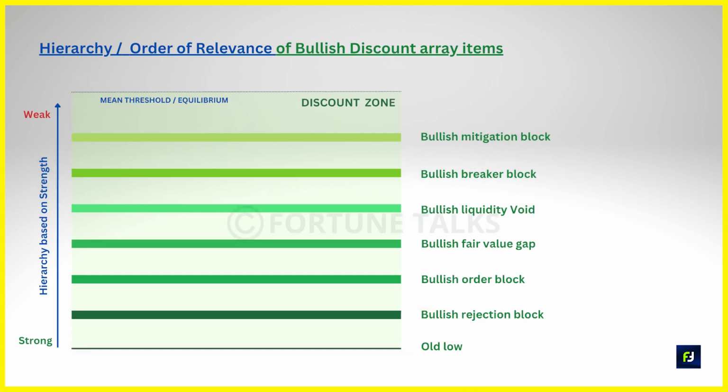Now, even though the relevance of these array items is in this particular order, we should start looking for these reference points in the opposite order. That is, we need to start searching for a bullish mitigation block first, followed by a bullish breaker block, and so on. There is a simple explanation as to why the relevance is in this order, but when looking for opportunities, we should go in the opposite order of the hierarchy.